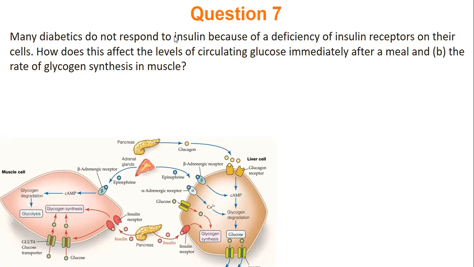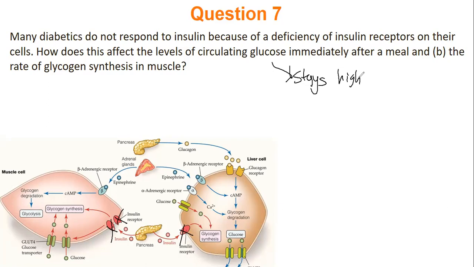So this question's asking, if you don't have these, what's the consequence? Well, after a meal, the amount of glucose in your blood stays high. Because your cells aren't getting the signal that glucose is available, right? Because insulin is what is delivering that message. And if you don't have receptors, your cells don't get that signal. So the glucose doesn't go anywhere in your bloodstream.